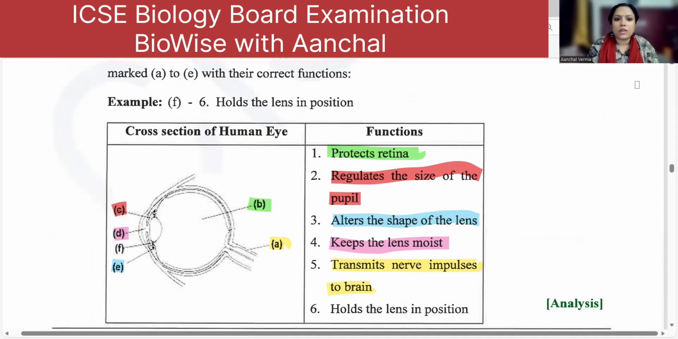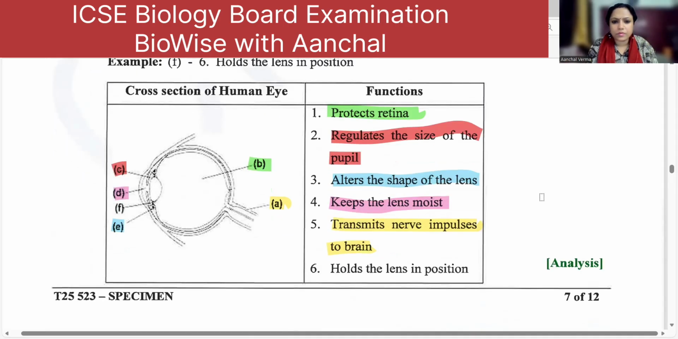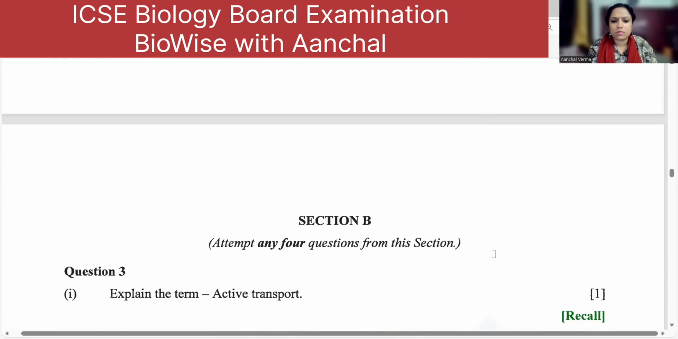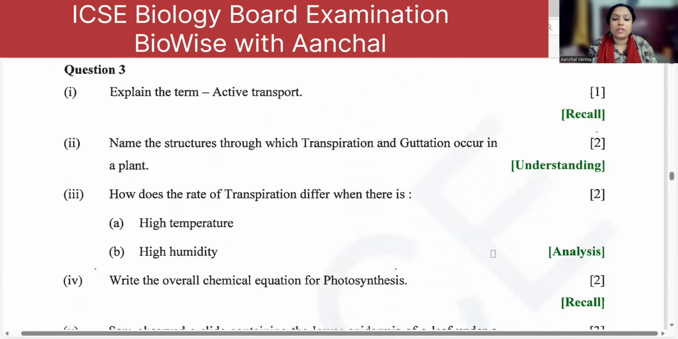Okay. Now, moving to the next. You can take a screenshot if you want. Otherwise, now, yes, explain the term active transport.